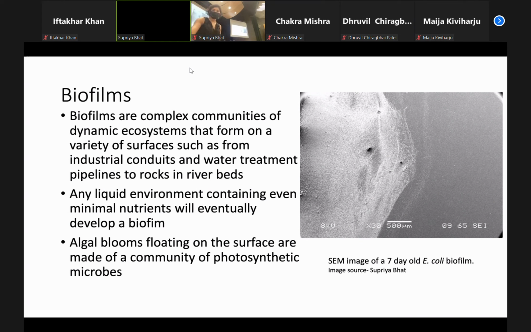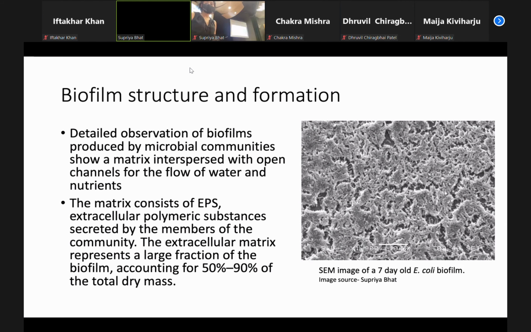So this is a very low resolution SEM image of an E. coli biofilm that I had taken. And then in the next slide, I'll show you how they form. And then this is a more zoomed in image of the E. coli biofilm.